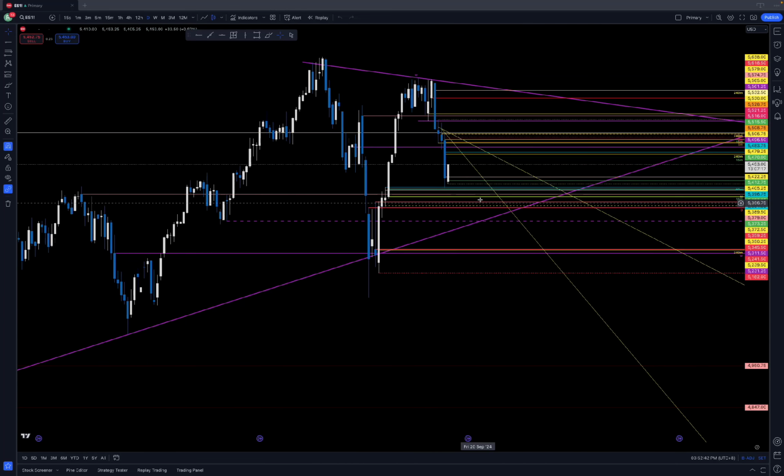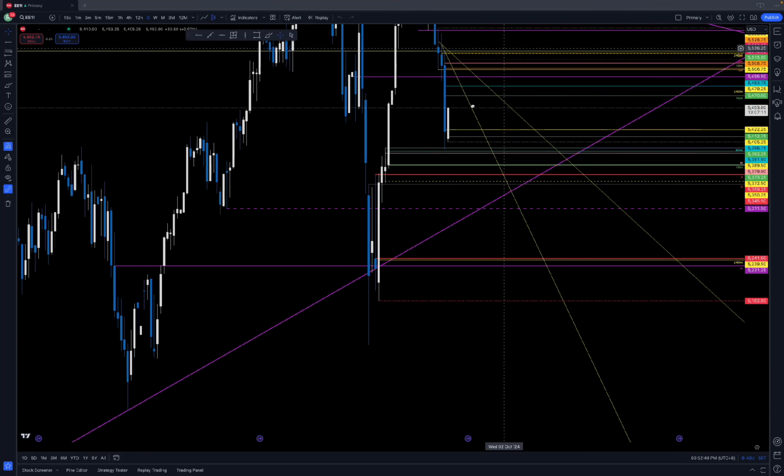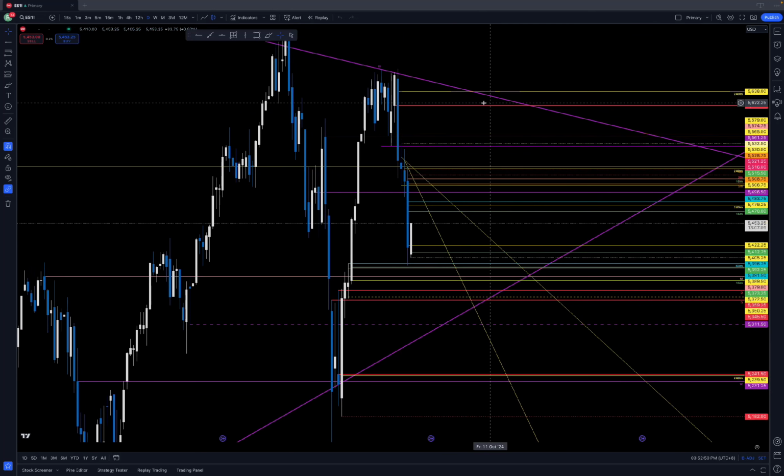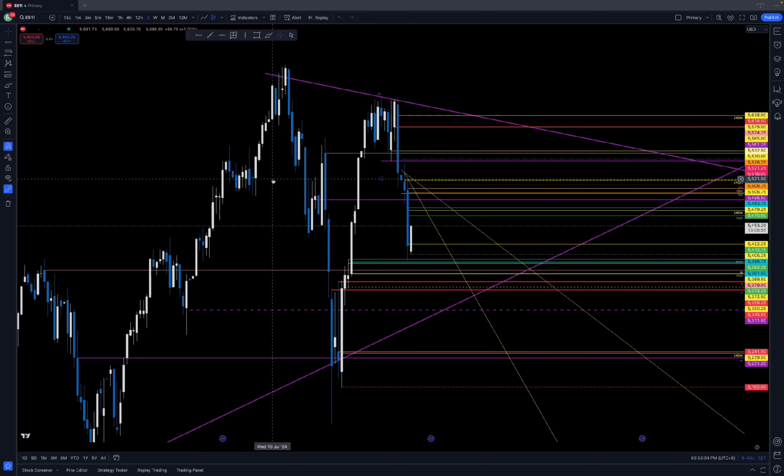So yeah, any of these levels could do it. We could get some good data, and maybe that launches us up to the top, but it still tells us we still have these ladder levels up here to watch for, and whether or not we can break through them or hold them, we won't know until we get there. Let's see how this week develops, and we'll go from there.